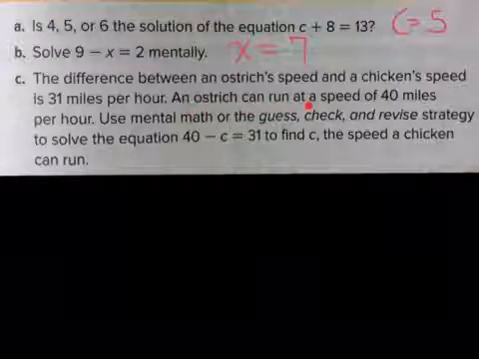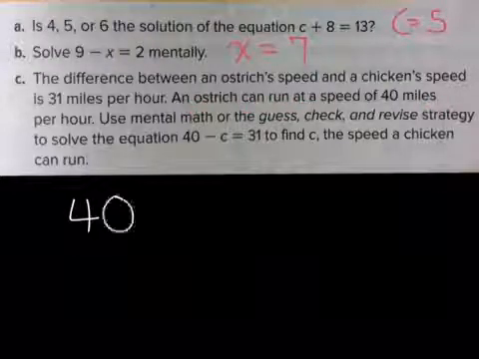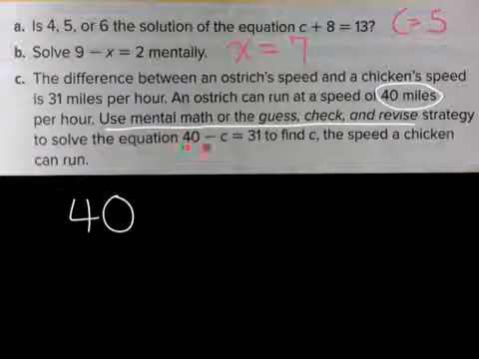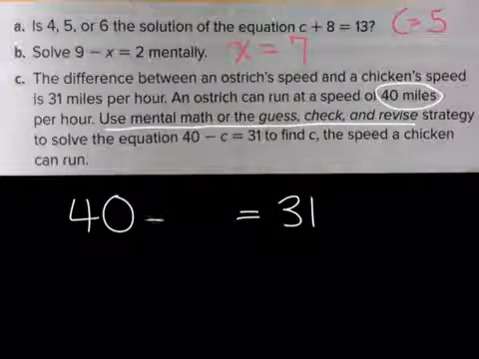An ostrich can run at the speed of 40 miles an hour. So I'm just going to go ahead and copy that right down. 40 an hour. Use mental math or guess, check, and revise strategy to solve the equation 40 minus c is 31. C is for chicken. Okay? The reason it's 40 minus c is because this is the ostrich.